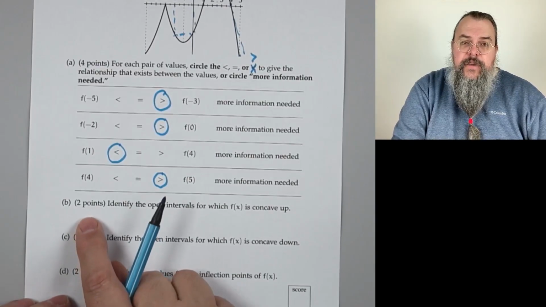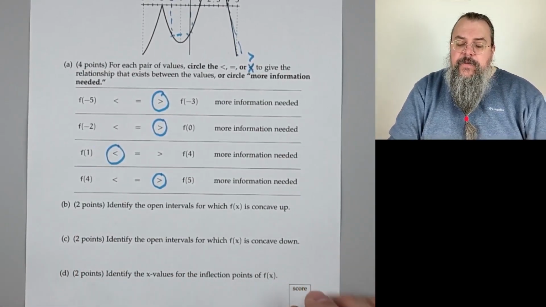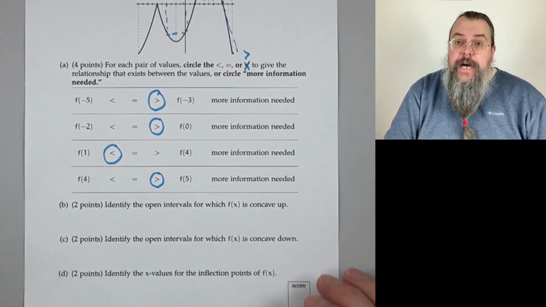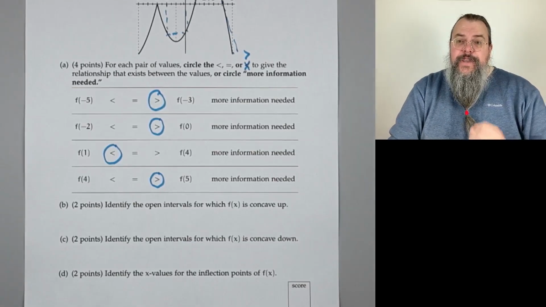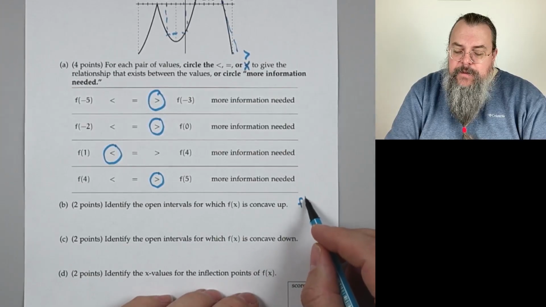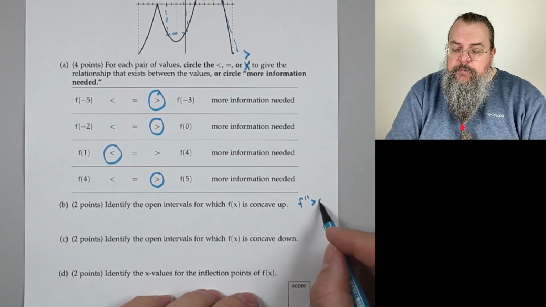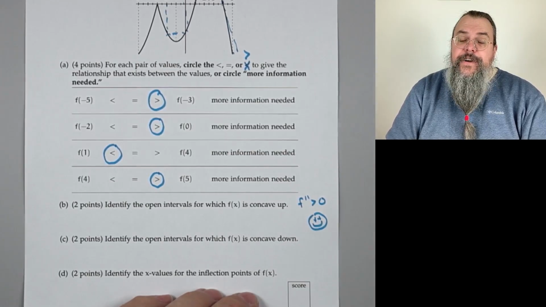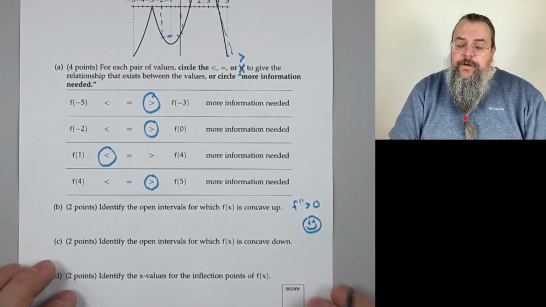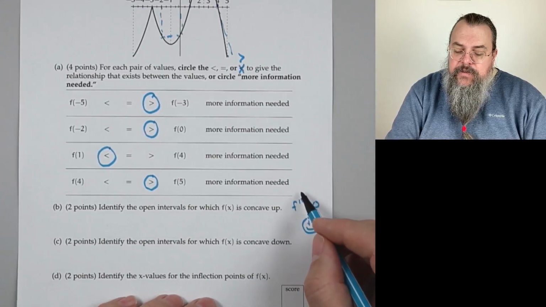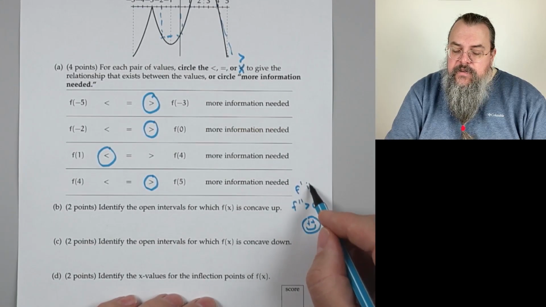Item B, because there's lots of items here. Identify the open intervals for which f of x is concave up. Now, concave up means what? Well, that means f double prime has to be positive. Okay, so that's concave up. We're happy. Okay, so f double prime is positive. Now, what does that really tell us? If f double prime is positive, that's the same as saying, oh, f prime is increasing.